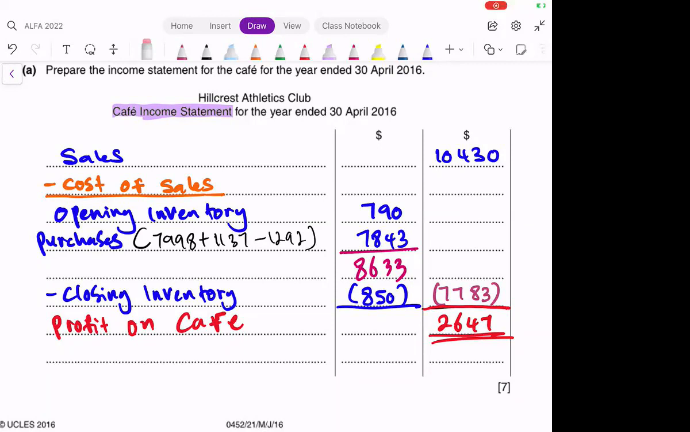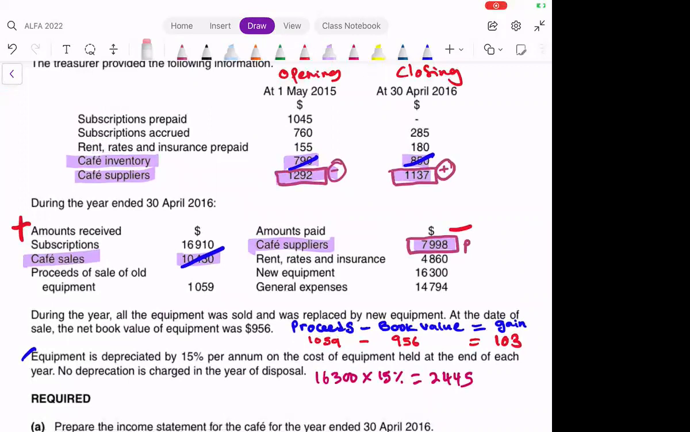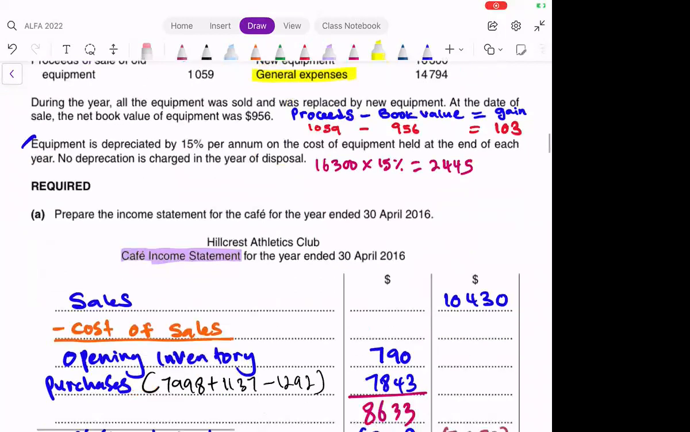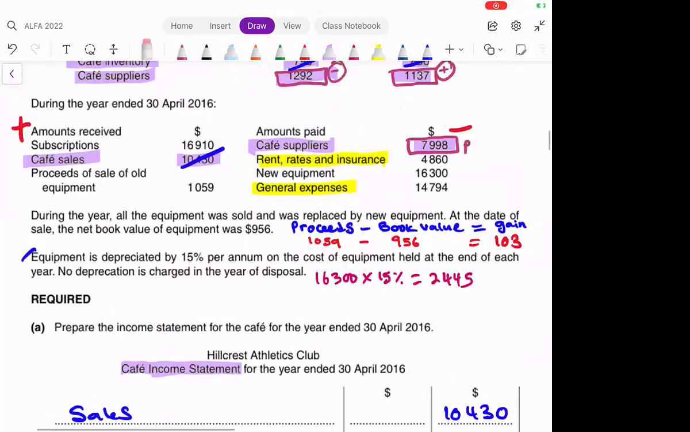Okay, next one, general expenses. Here the general expenses, rates and insurance, they didn't say whether it's for cafe or club. If they say cafe only, I can put it inside the cafe's account. If they didn't say anything, it will go to the income and expenditure, which is for the club one. Understand?